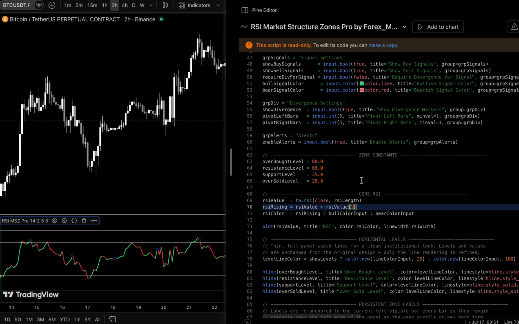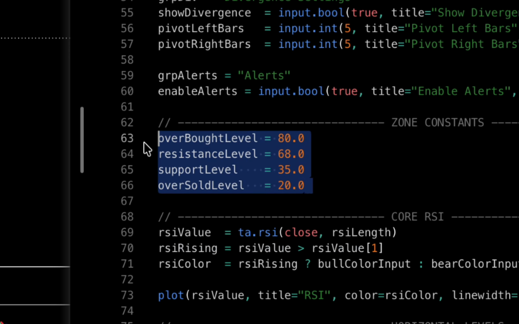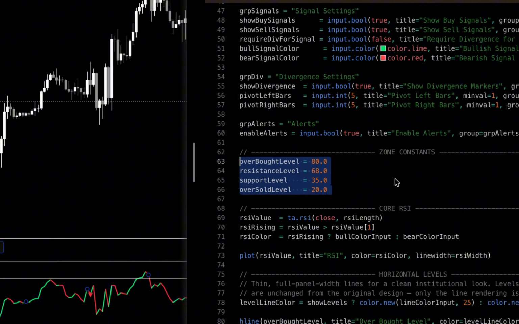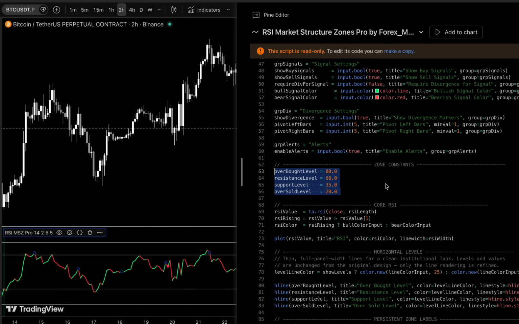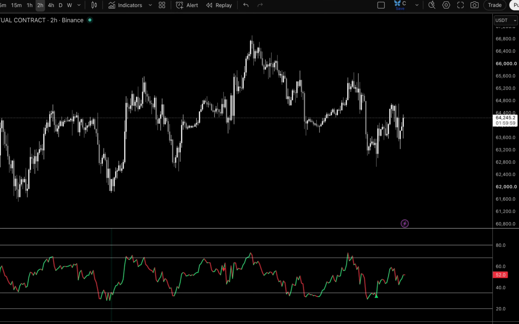Next, the script adds 4 custom RSI levels. 80 is called overbought. 68 is called resistance. 35 is called support. And 20 is called oversold. These levels are not the standard 70 and 30. They are simply the levels chosen by this script. There is no backtest in the code showing that 68 or 35 is automatically better.